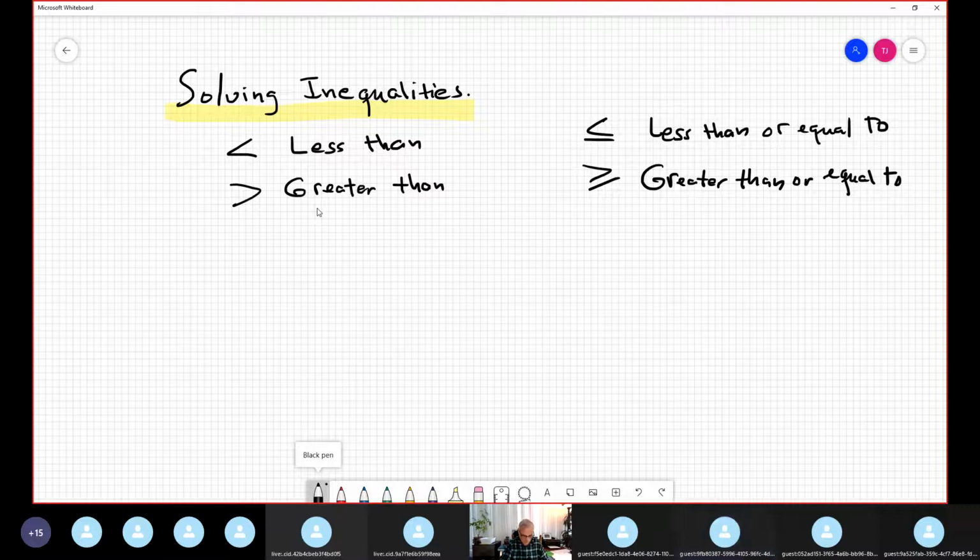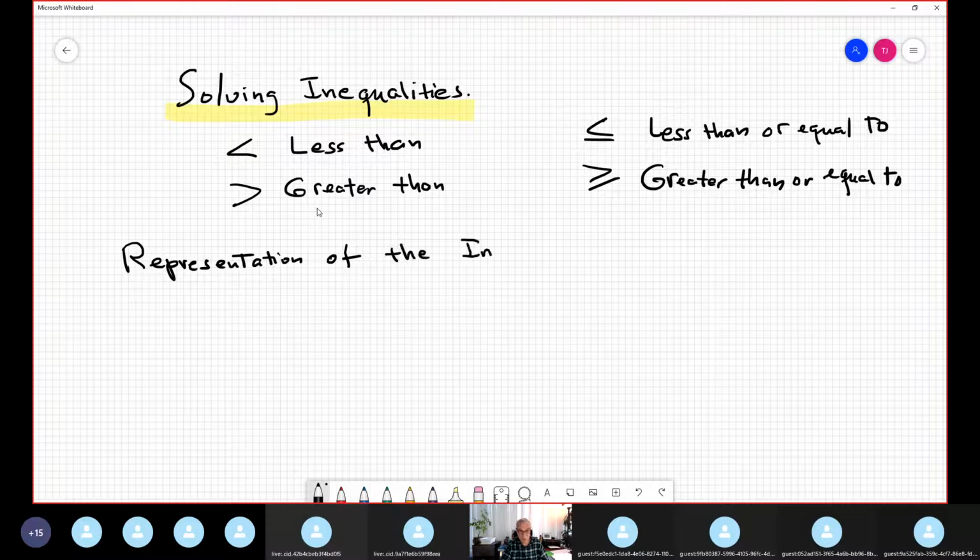Okay, super. And now the difference with the inequality is that in the equation we have one solution, two solutions, but it's just a point. However, the solution for the inequality is not a point, it's an interval. So what are the possible representations of the inequality solution? Let me try. Representation of the inequality solution.